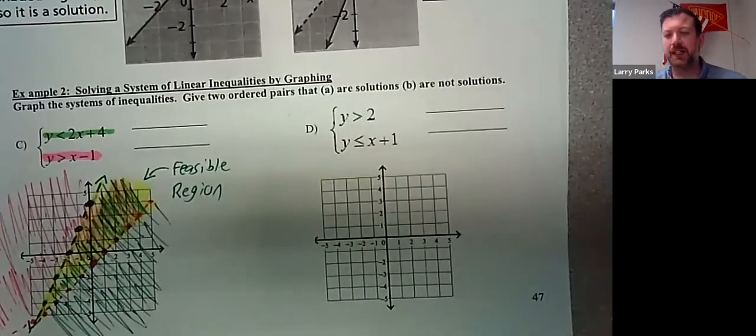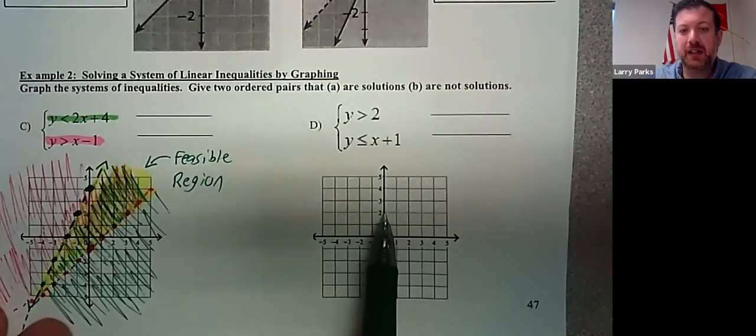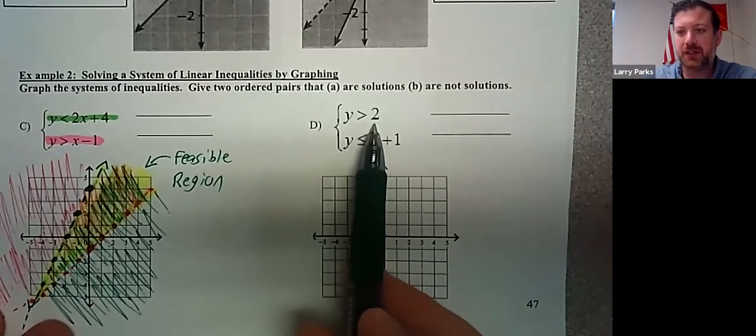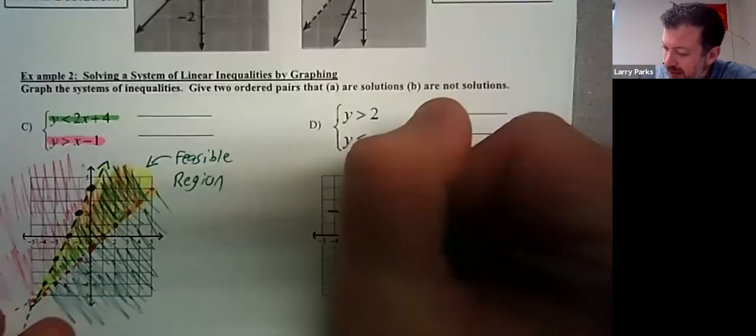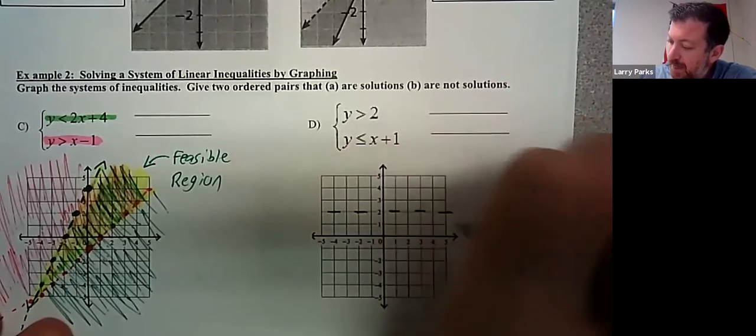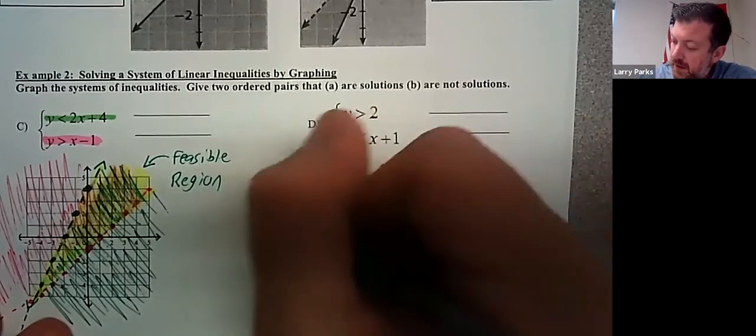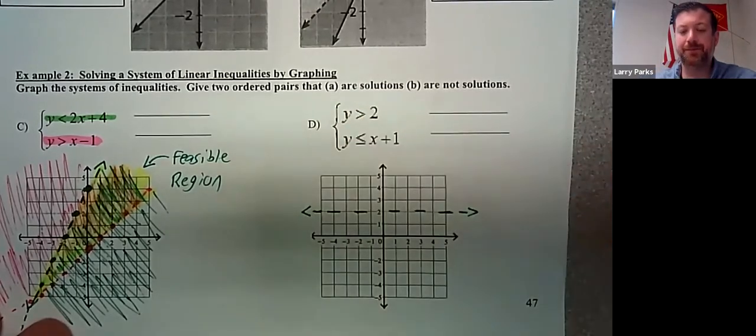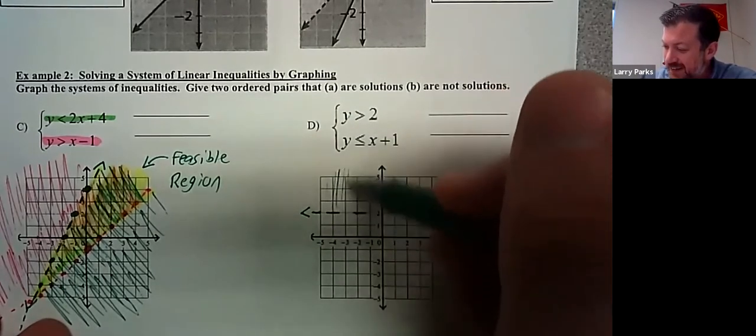D, y is bigger than 2. So I go to 2. Y without the x is a horizontal line. It's going to be dashed. So I'm going to go dashed at y is greater than 2. And maybe it'll help to not shade as dark this time. So I'm going to try to shade a little lighter.